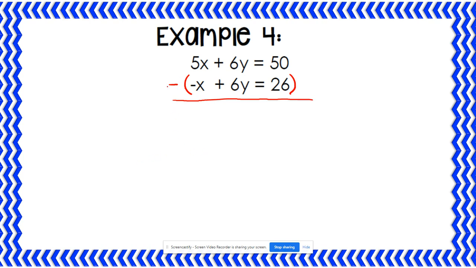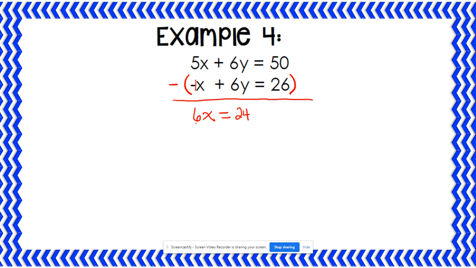Again, you have to be careful. If you're subtracting, you have to make sure that you subtract every term. So the first thing I'm going to subtract is 5x minus negative x. If I do 5x minus negative x, remember there's a 1 there, so it's actually 5x minus negative 1x, and that gives me positive 6x. 6y minus positive 6y gives me 0y, so those are going to cancel. So I bring down my equal sign. Then 50 minus 26 gives me 24.